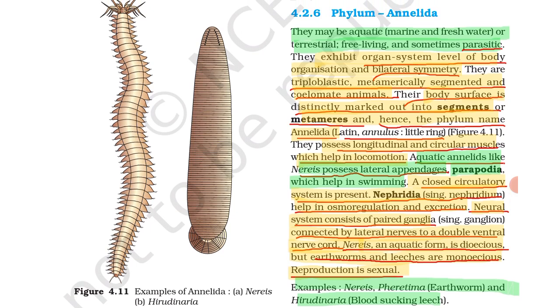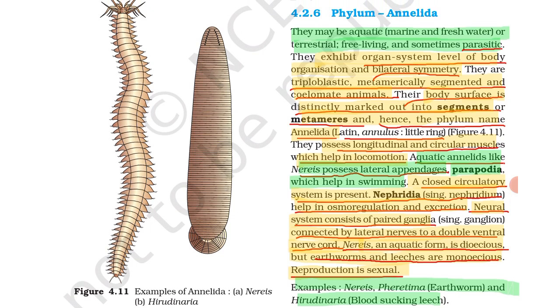A closed circulatory system is present. We have seen that the circulatory system is of two types, open type and closed type. In closed type, whenever the heart pumps the blood, it is carried to the various organs via arteries, capillaries and veins. In open type, the blood pumped from the heart is poured directly into the organs. So in annelids a closed circulatory system is present.